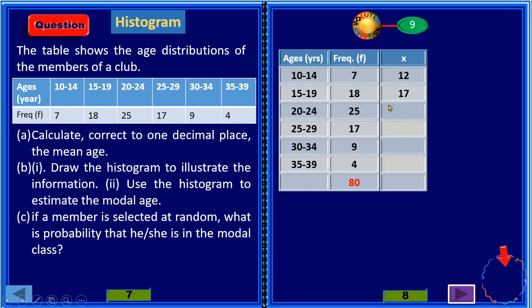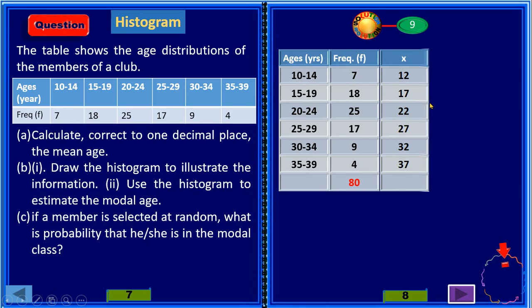For the next class, you discover a pattern here. The difference between the first 2 class centers is 5. 17 minus 12 is 5. 5 is called the class size. Add the class size of 5 to 12, you have 17. Add 5 to 17, you have 22. Add 5 to 22, that will give us 27. 27 plus 5 is 32. 32 plus 5 is 37. Now we have the class centers.